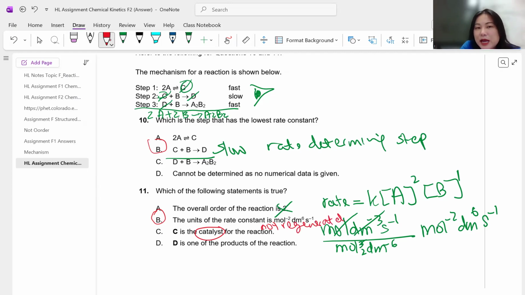And D is a product. So look at my overall equation. You don't even see D in my overall equation. So how can it be a product? It is again an intermediate.